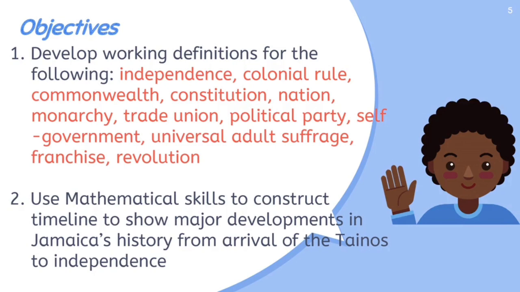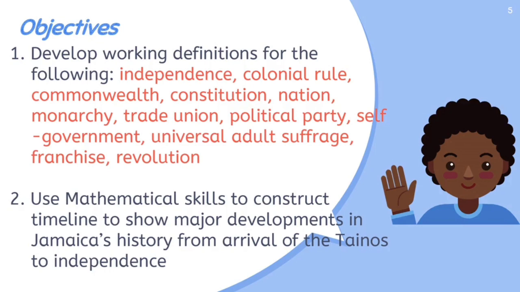You should be able to define the following terms: independence, colonial rule, commonwealth, constitution, nation, monarchy, trade union, political party, self-government, universal adult suffrage, franchise, and revolution.